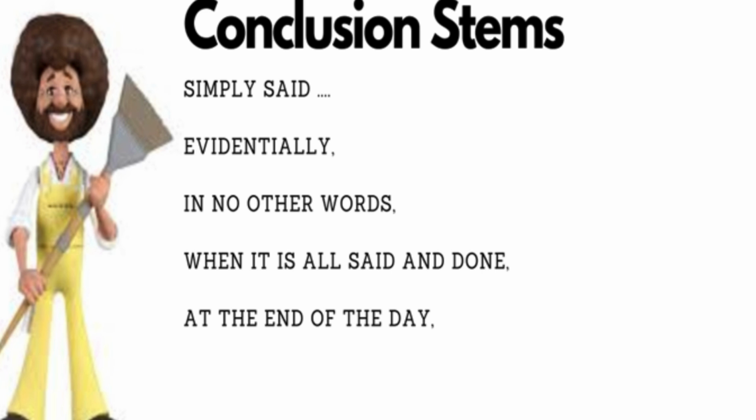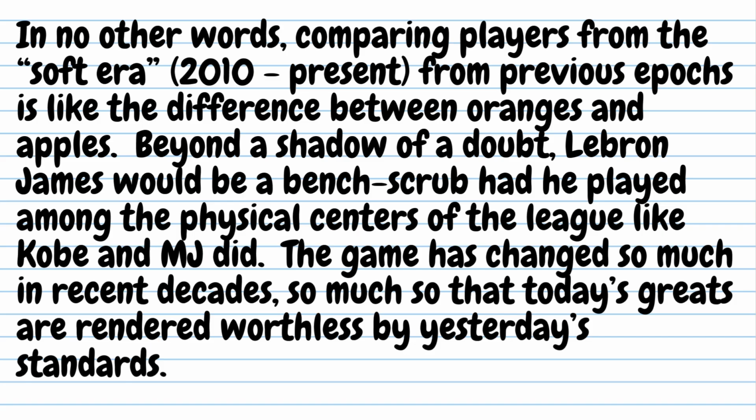As always, I got a model for you, and it looks like this. In no other words, comparing players from the soft era, 2010, to the present from previous epochs is like the difference between oranges and apples. Beyond a shadow of a doubt, LeBron James would be a bench scrub had he played among the physical centers of the league like Kobe and MJ did. The game has changed so much in recent decades, so much so that today's grades are rendered worthless by yesterday's standards. And again, a conclusion paragraph is like 3 or 4 sentences.